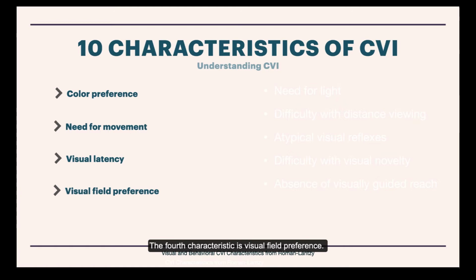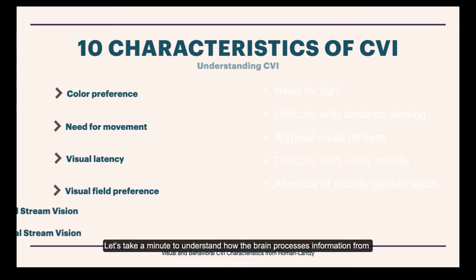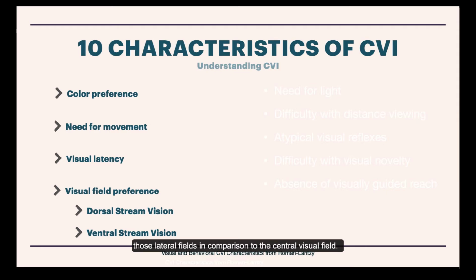The fourth characteristic is visual field preference. Someone with CVI may have a preferred visual field. Typically, we see use of one, then both of the lateral fields, and as this characteristic refines itself, central vision begins to be utilized. The lower field is typically the last to resolve. Let's take a minute and understand how the brain processes information from those lateral visual fields in comparison to the central visual field.